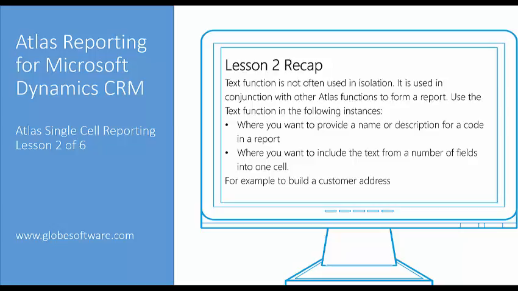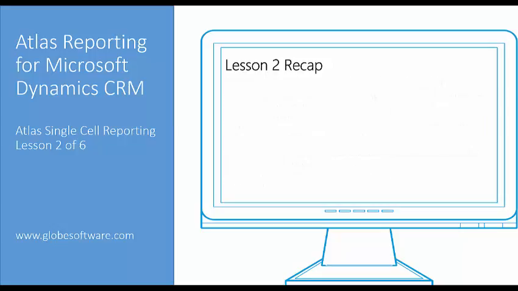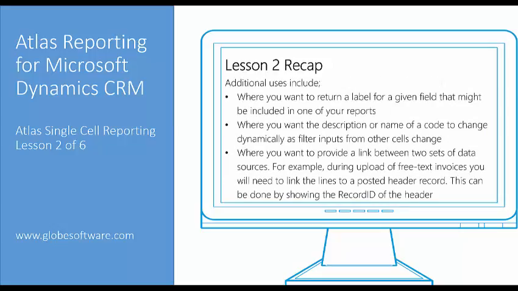Use the text function in the following instances: where you want to provide a name or description for a code in a report, where you want to include the text from a number of fields into one cell, for example, to build a customer address, where you want to return a label for a given field that might be included in one of your reports, where you want the description or name of a code to change dynamically as the filter inputs from other cells change, where you want to provide a link between two sets of data sources.